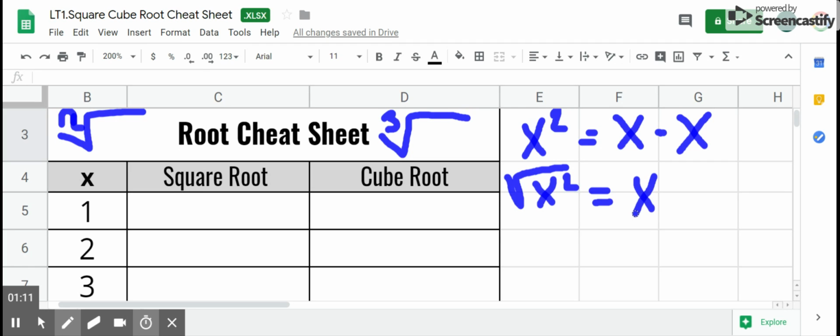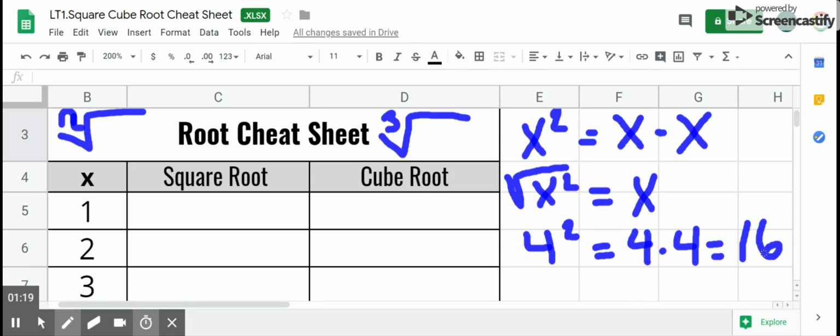So for example, say I have 4. I know 4 squared is really 4 times 4, which gives me 16. So 4 squared is 16. Now, if I take the square root of 4 squared, you remember how I said it cancels out that squared exponent? Then you're just left with 4.